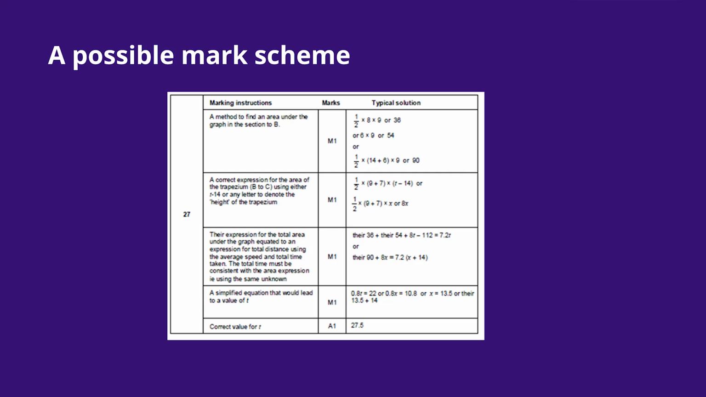Then the second mark is about an expression for the area between B and C. And we've condensed the 2 ideas from the last one together. So it could be using t minus 14, or it could be just assigning a letter for the height of that trapezium.